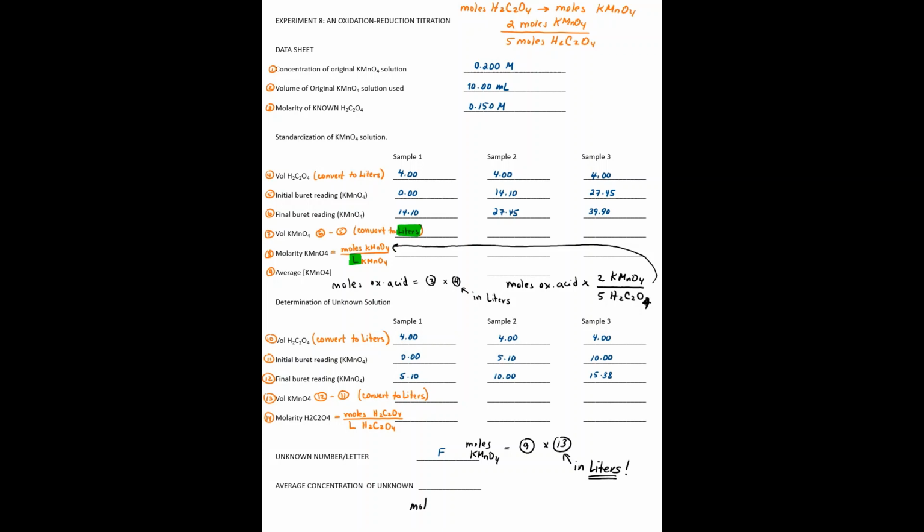Now the moles of potassium permanganate you have to convert to moles of your oxalic acid. Since what you want is oxalic acid, now you have 5 moles of oxalic acid over 2 moles of potassium permanganate. So those are the moles for your oxalic acid, which is what you need in this equation to calculate the molarity for your oxalic acid.